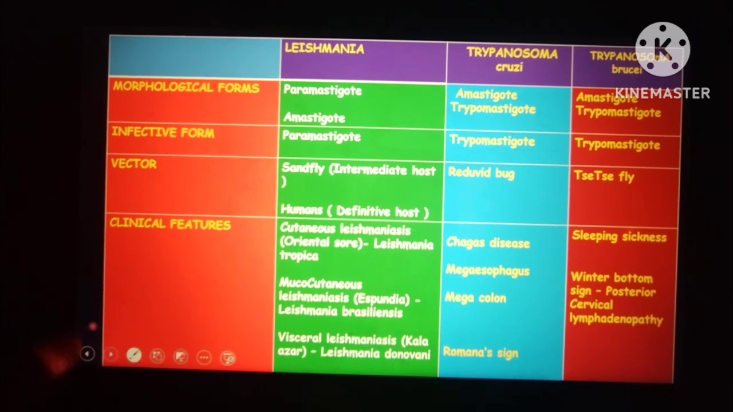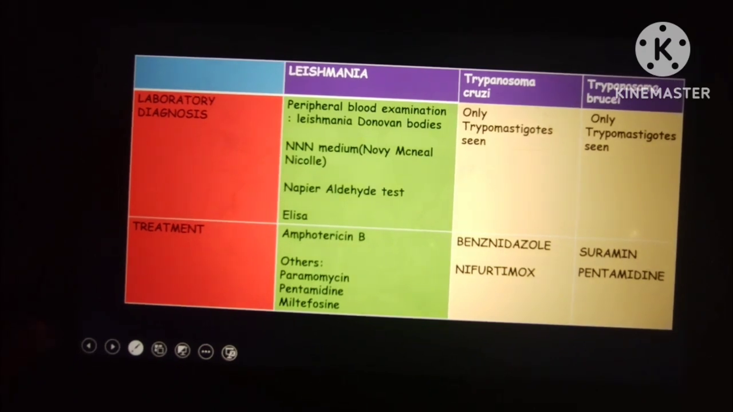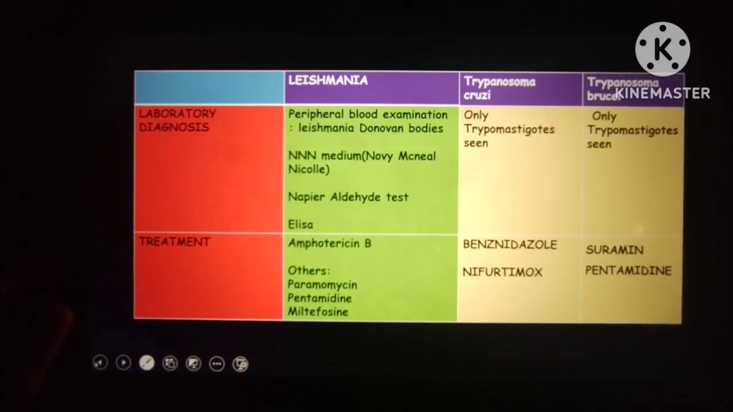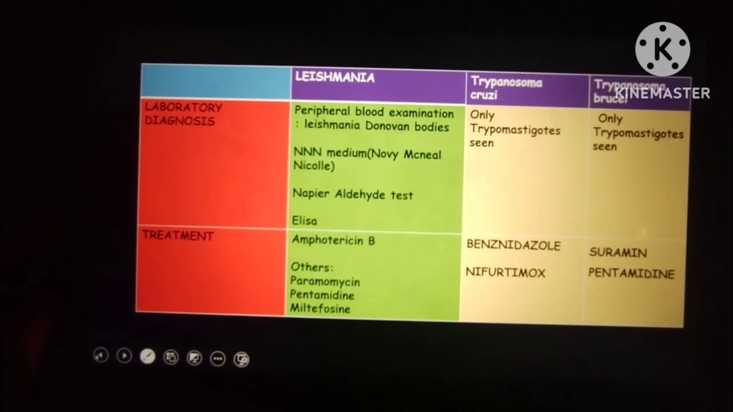Okay, so coming to lab diagnosis, always remember the peripheral blood examination. In this, for Leishmania, I told you already, you can look out for the Donovan bodies, and an important medium, that is NNN, Novy, McNeal and Nicolle. They can ask this also: what is the media used for Leishmania? Again I am saying, in MRB the questions will be very straightforward and single line. So you must not miss any points.